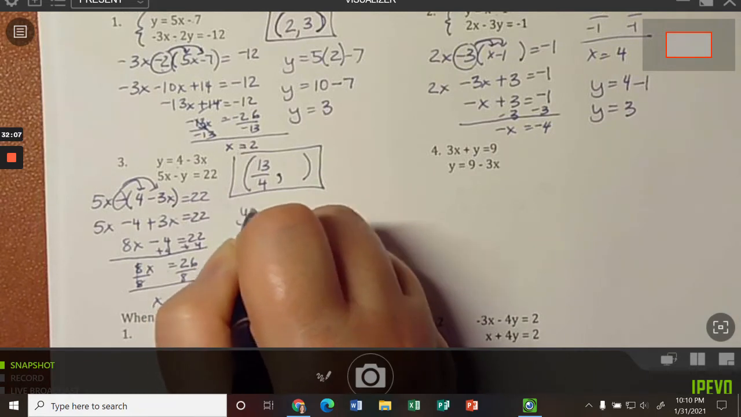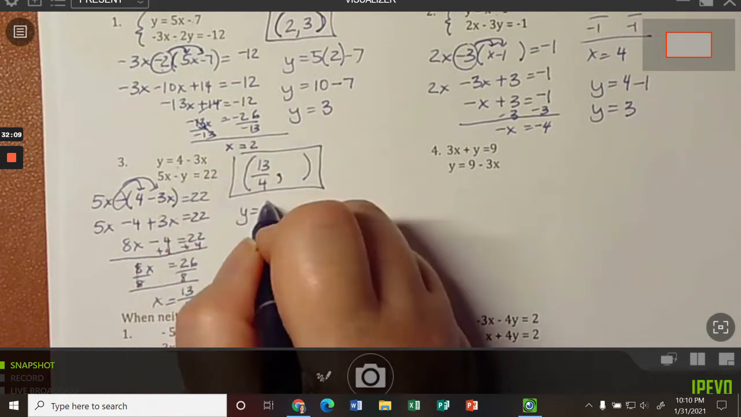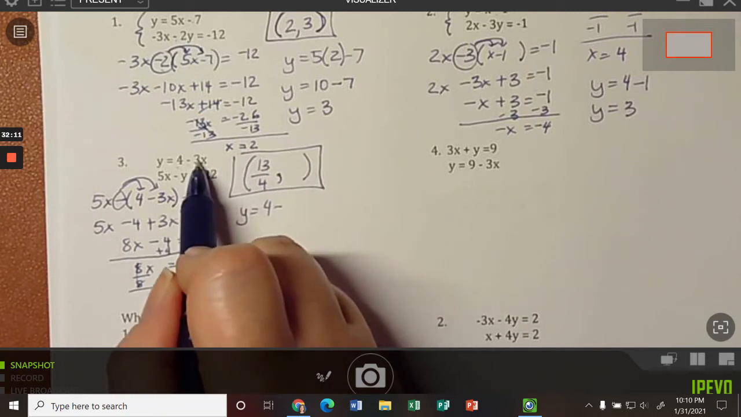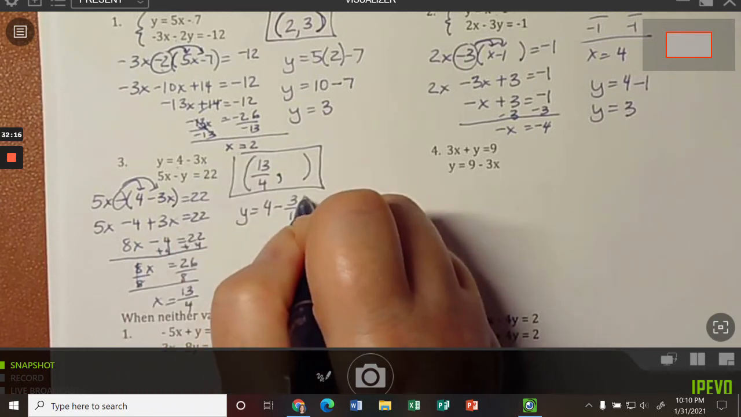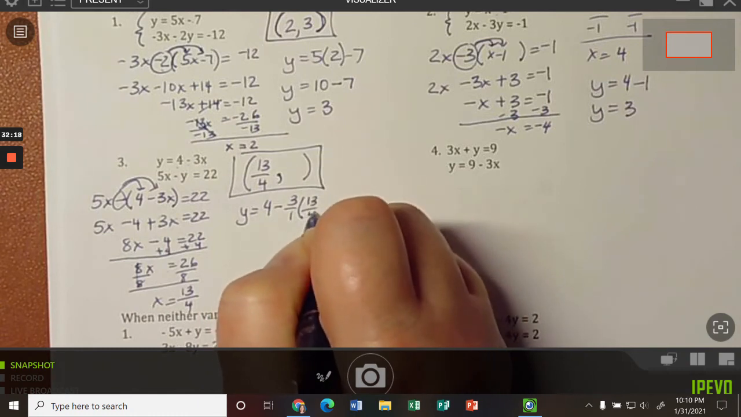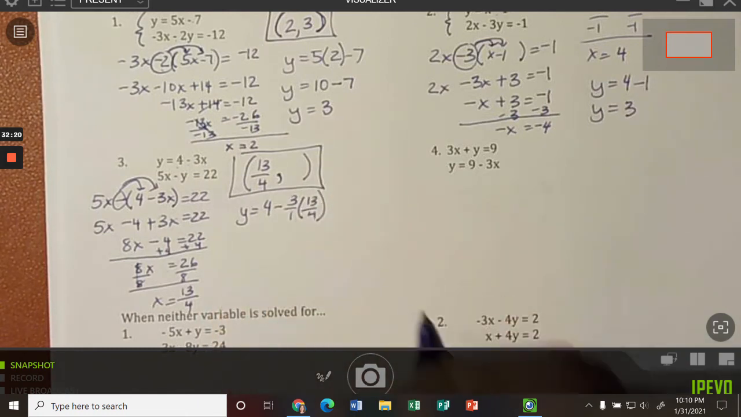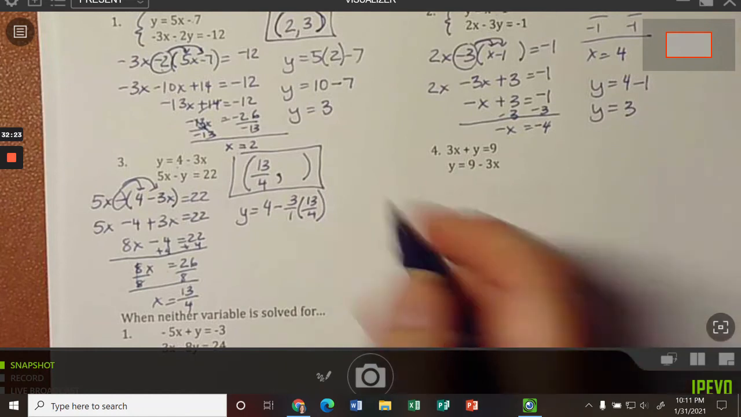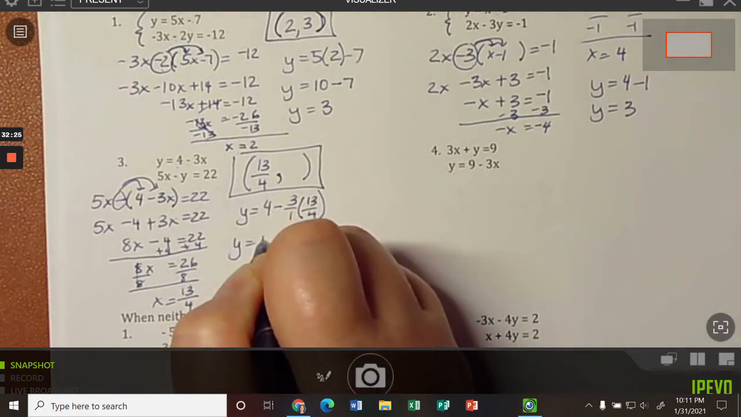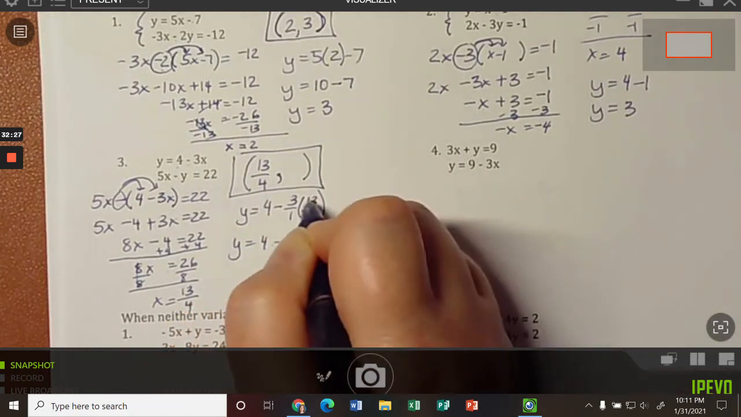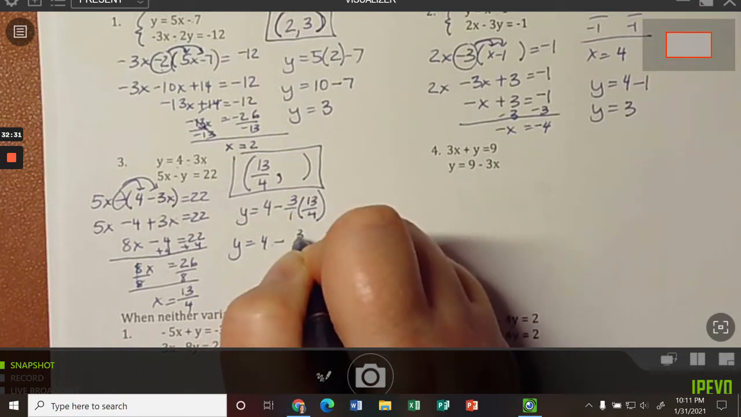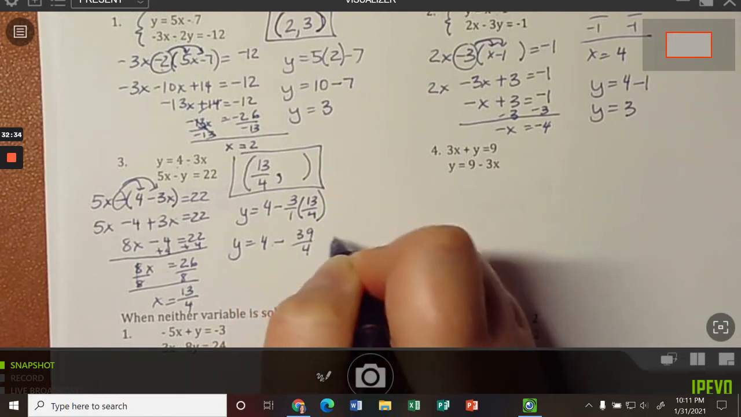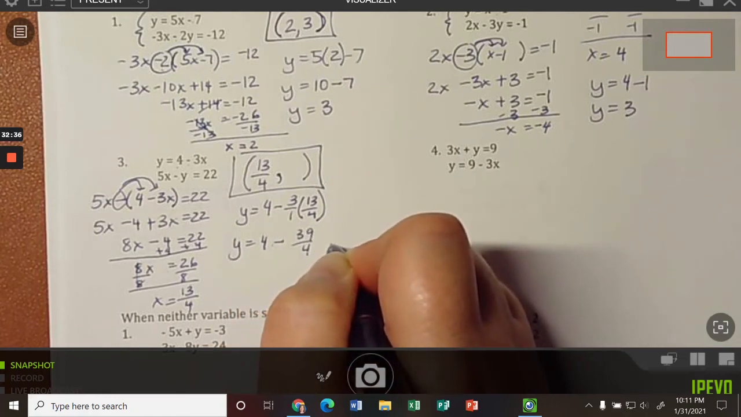So y is equal to 4 minus 3, which I'm going to go ahead and write as 3 over 1, times x, which is 13/4. And then I look to see if I can cross cancel 3 and 4. No, they do not. So I end up with y equals 4 minus 13 times 3 is 39, 39/4.